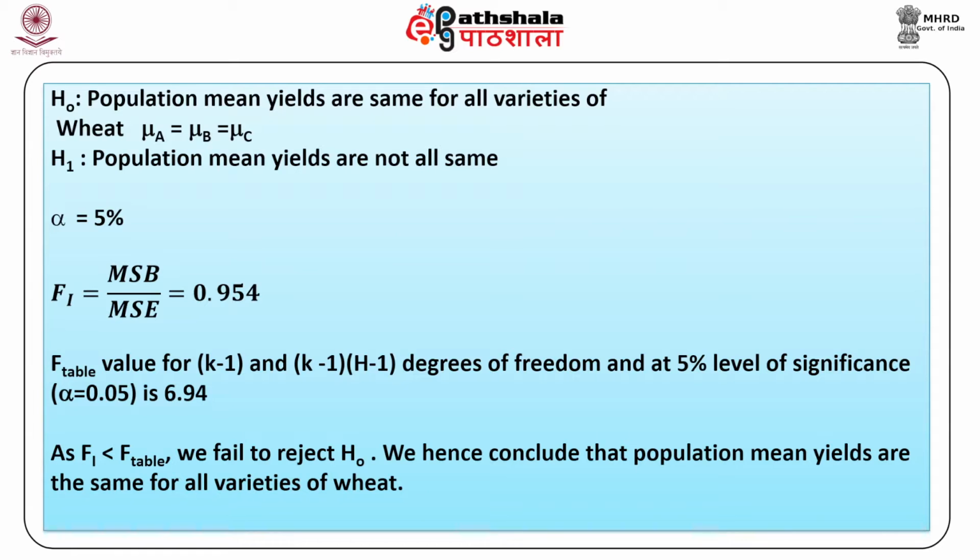Since F1 is less than this F tabulated value, we fail to reject the null hypothesis. We hence conclude that population mean yields are the same for all varieties of wheat, which means wheat variety does not necessarily influence the crop yield.